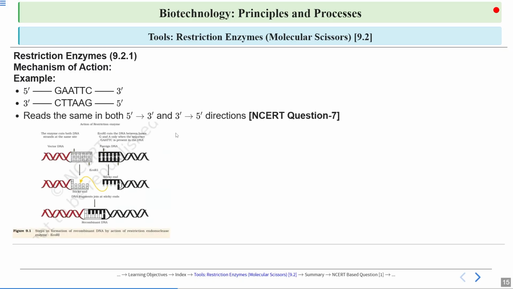This is the NCERT question 7, or you can see it here. I have already told you in earlier slides also that if you read from 5' to 3', it will be GAATTC, and if you read the other strand in the same direction from 5' to 3', it will read the same, that is GAATTC. And this is the same figure in which we have shown the different steps in the formation of recombinant DNA by the action of restriction endonucleases.